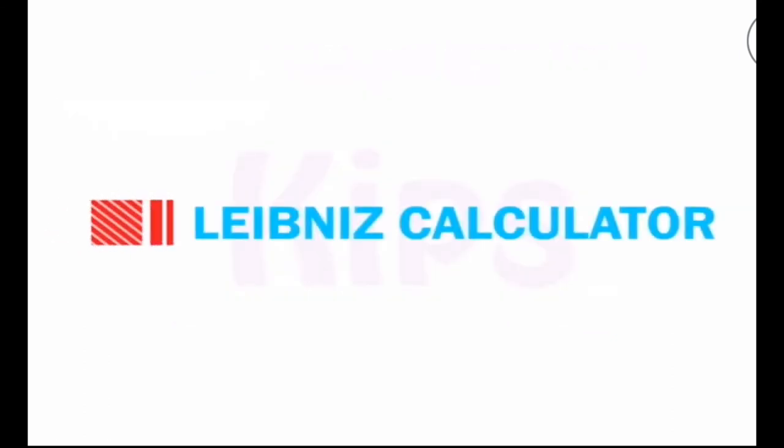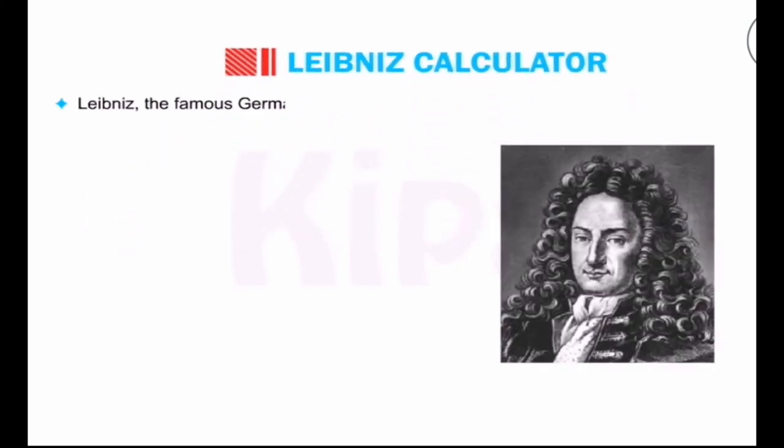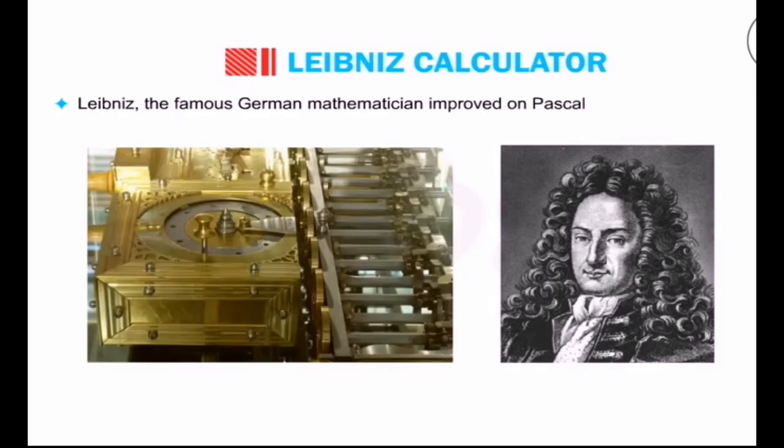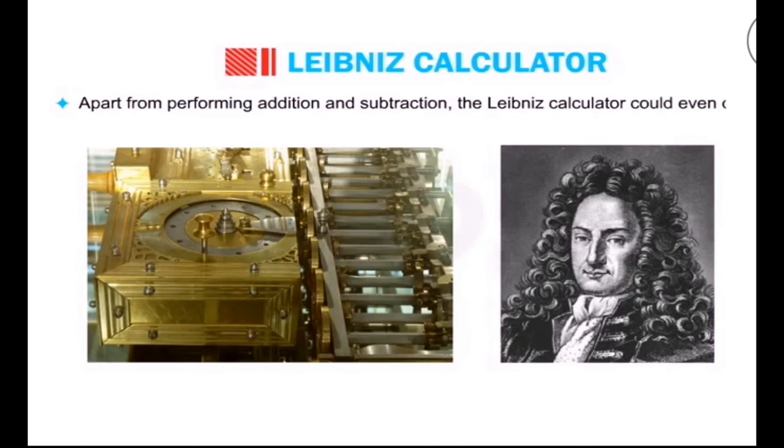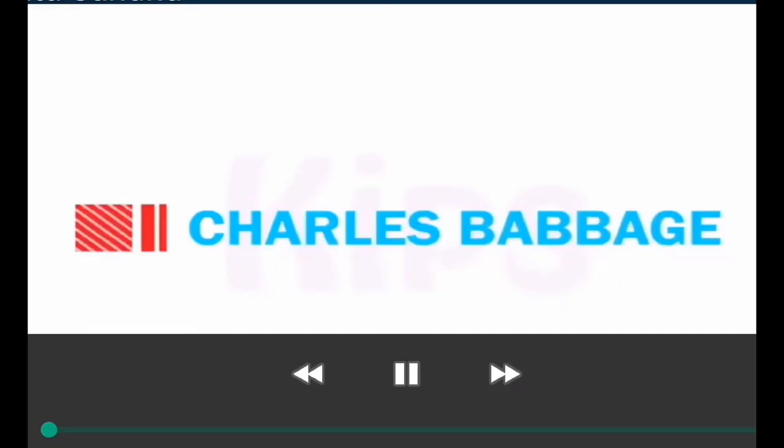Let's move to the third calculating device, the Leibniz Calculator. Leibniz, the famous German mathematician, improved the Pascal machine. The Leibniz Calculator was a mechanical device. Apart from performing addition and subtraction, the Leibniz calculator can even do multiplication, division and square root.